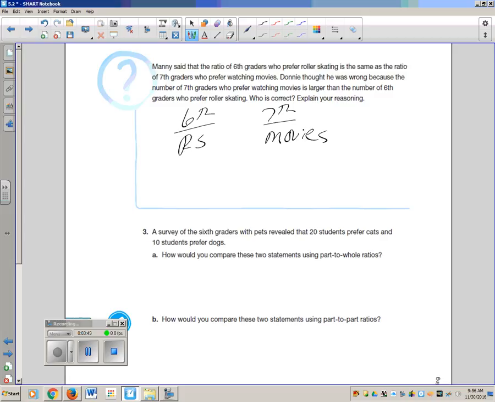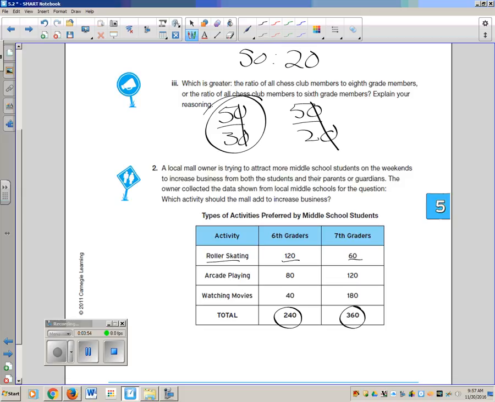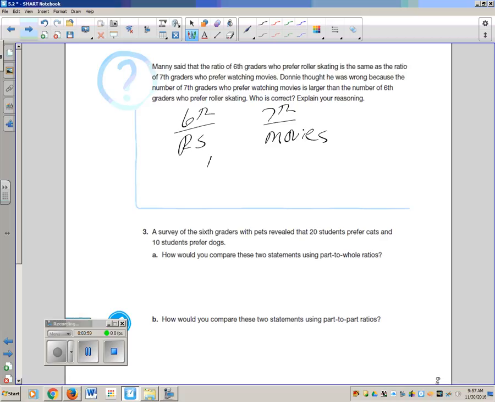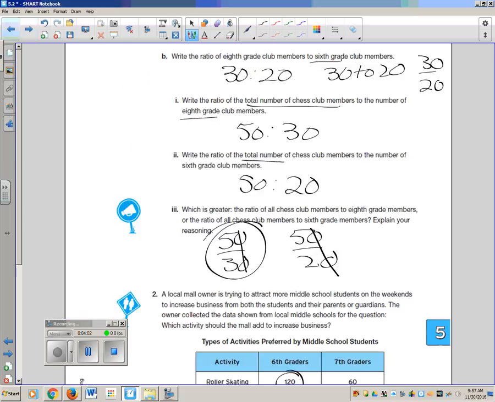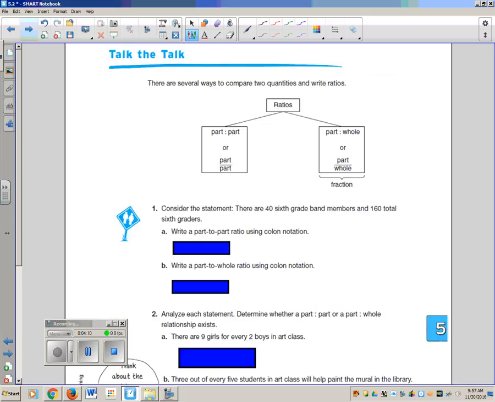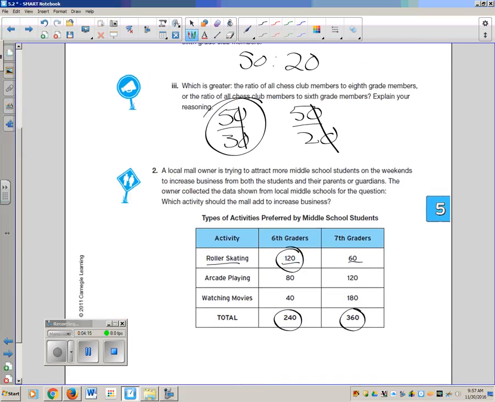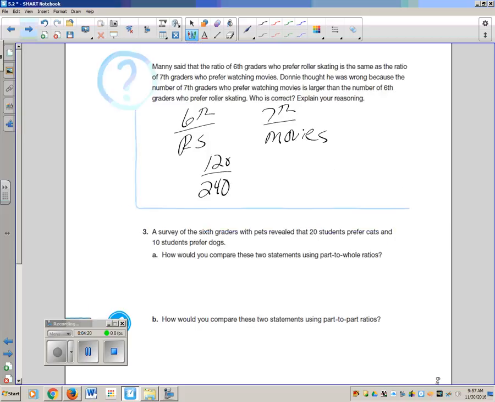All right, so how many 6th graders liked roller skating? 120. Did I get that right? 120. Yep. Out of 240 total. 7th graders and movies. 180 out of 360.